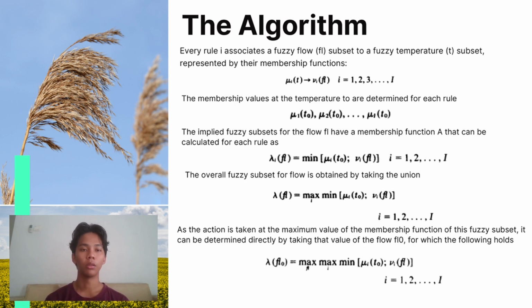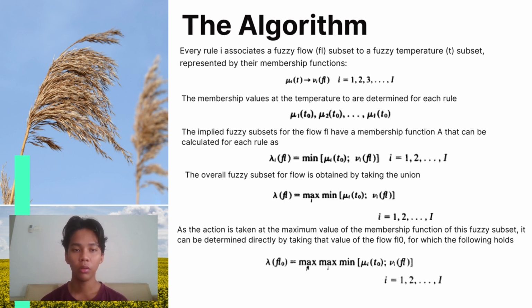Next, I will talk about the algorithm. The described fuzzy controller resulted in the following algorithm. Every rule i associates a fuzzy flow FL subset to a fuzzy temperature T subset, represented by their membership functions. In the first formula, the actual action applied, FL0, can be computed from the measured temperature T0 as follows.